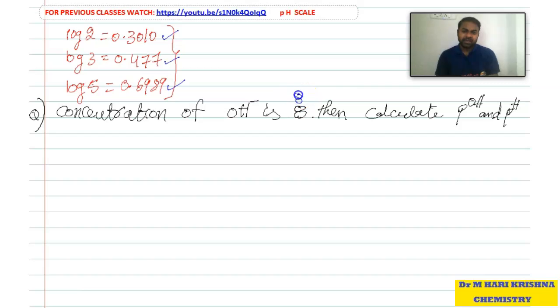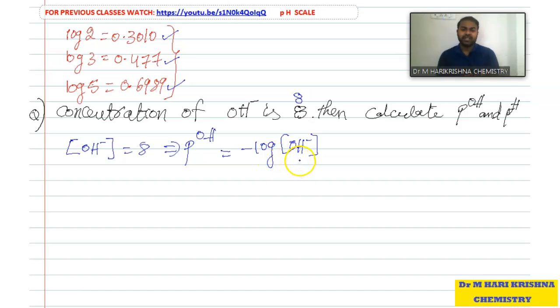Concentration of OH minus is 8. Then calculate pH and pOH. So students, they given concentration of OH minus equal to 8. Then how to find out pOH? We know one formula: pOH equal to negative logarithmic value of concentration of OH minus. So substitute this value in this equation. So negative log, where concentration of OH minus is 8.